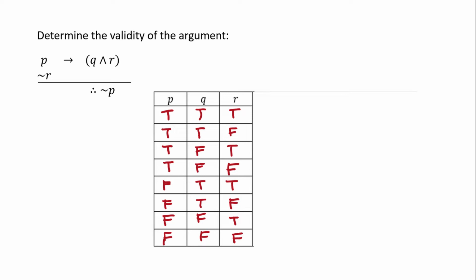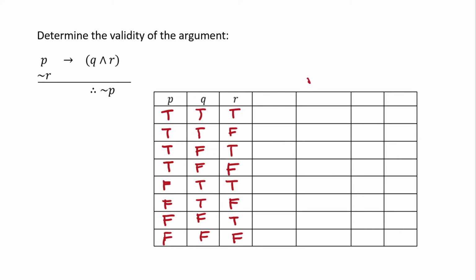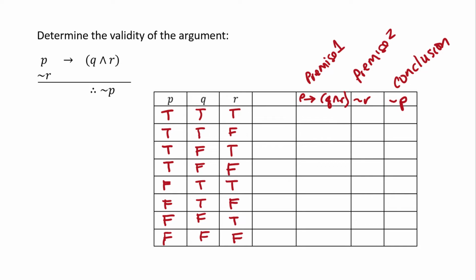What I want to eventually get to is to determine a truth value for the first premise, which is P implies Q and R, and for the second premise, so I'll call that premise 2, which is not R, and the conclusion, which is given as not P. So now let's find the truth value first for Q and R, the consequent of P implies Q and R. So we'll look at the truth values.